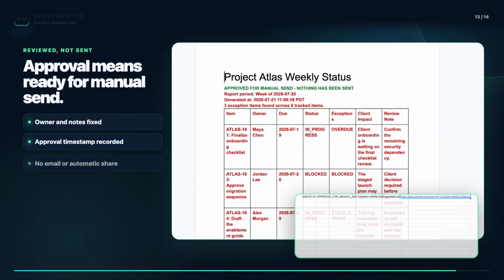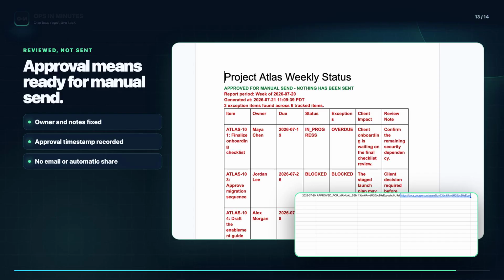Fix the owner, client impact wording, and row-level review notes. Add a specific approval note in Report Control, then run Approve for manual send. Report Log becomes approved for manual send, and the Google Doc records the note and timestamp. This state means a person reviewed the report and may send or share it manually. It does not send an email, share the document, or create an automatic client commitment.